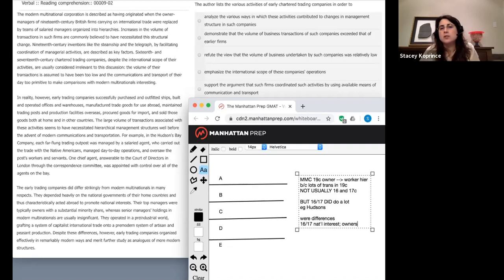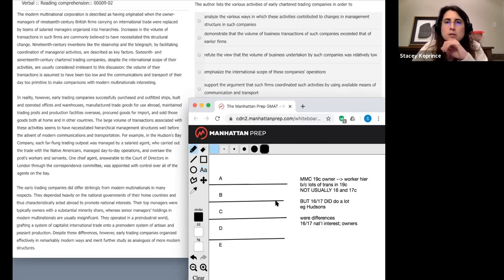Okay, so basically, modern multinationals, people mostly think that they don't have anything to do with these other older 16th and 17th century companies, but actually there is a way in which they're similar. They did have a huge volume of transactions and things going on. There were just other differences between the two. So that's the progression. Let's go look at the question.